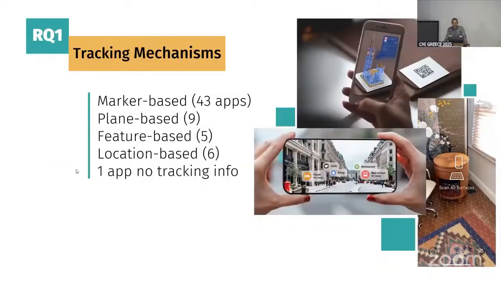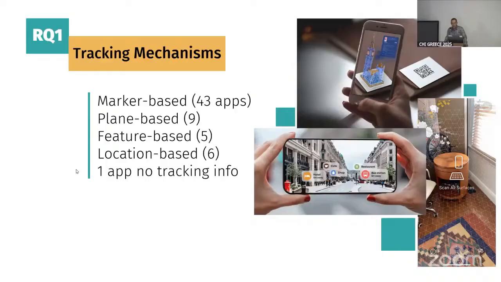So regarding our research questions, when we looked at tracking mechanisms, the picture was clear. Whether we like it or not, most apps still rely on marker-based tracking. So 43 out of 62 used it. Think of pointing your camera at a printed card and the 3D model of a molecule or a planet pops up. It is reliable, but learners are tied to the marker. If it goes out of view, the whole experience collapses.